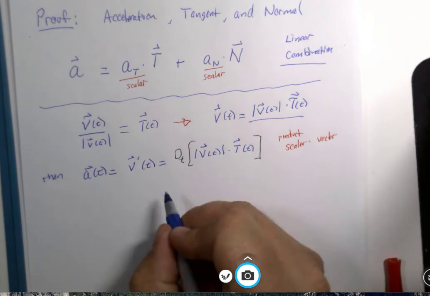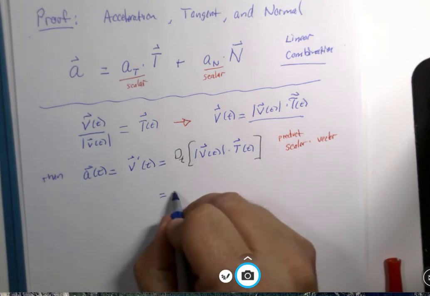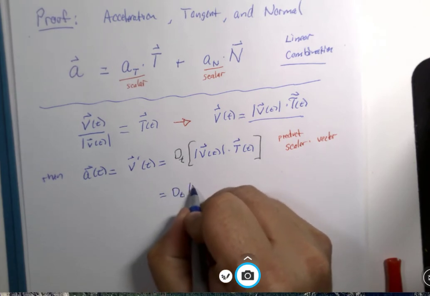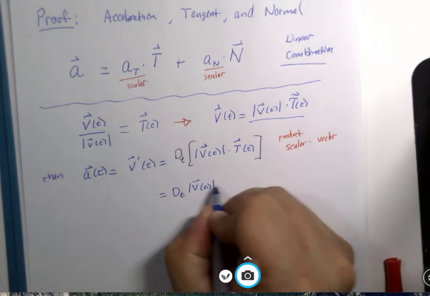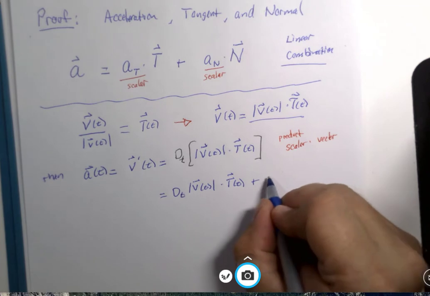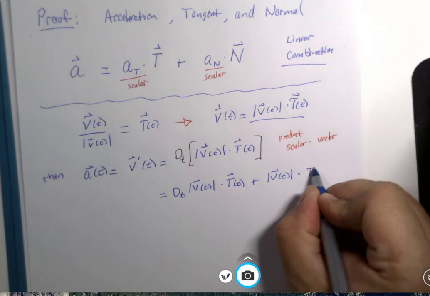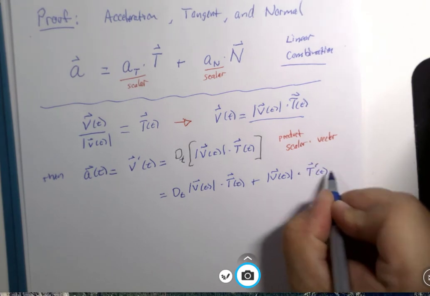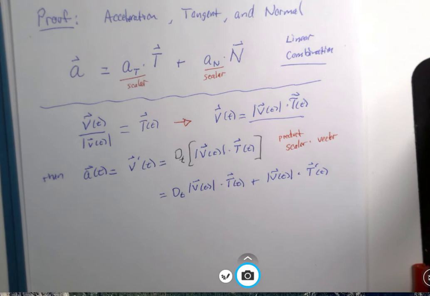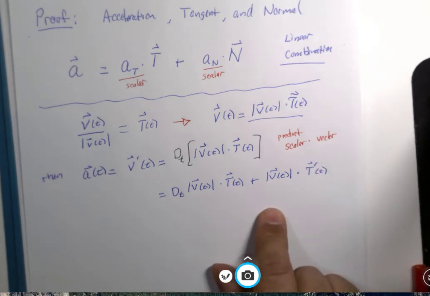It's going to be the derivative of the magnitude of velocity times the tangent vector plus the magnitude of velocity times the derivative of the tangent vector. It's a product rule. But with a scalar and a vector, you can't just assume those products work like they did at the beginning of calculus. But it does happen to be true, just won't be proved right now.